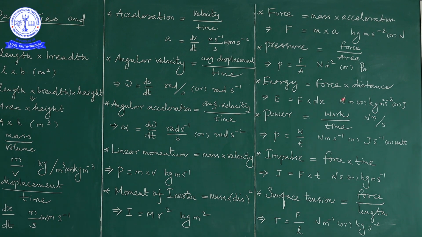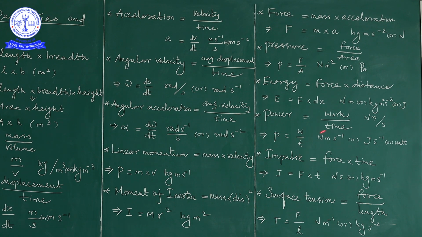The unit of force is Newton, the unit of distance is meter, or we can call Newton meter, or simply we can call kilogram meter square second power minus 2 or joule. So the unit of energy is also expressed by joule.